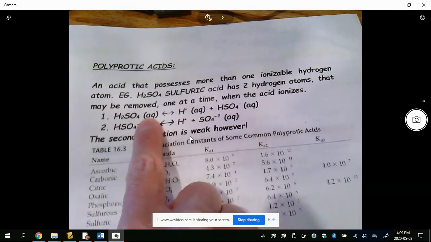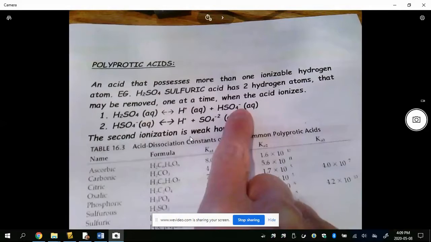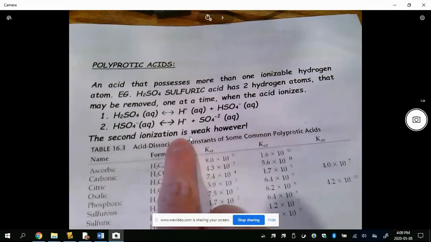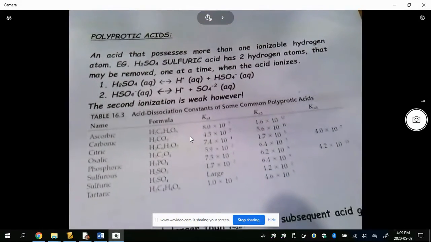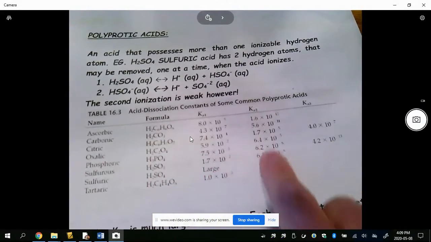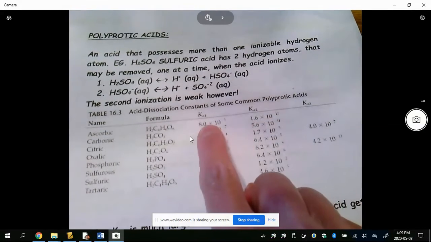So H2SO4 can first form HSO4⁻ with 1 H⁺, and then HSO4⁻ can form SO4²⁻. The second ionization is very weak, however. Here are some common polyprotic acids. They have 2 Kas, Ka1 and Ka2, and as you can see, Ka2 is usually really, really small compared to Ka1.